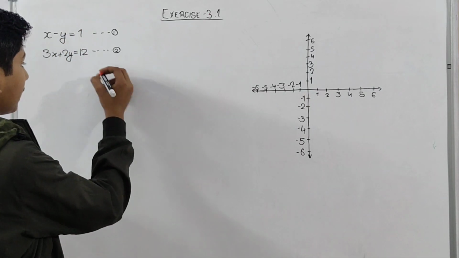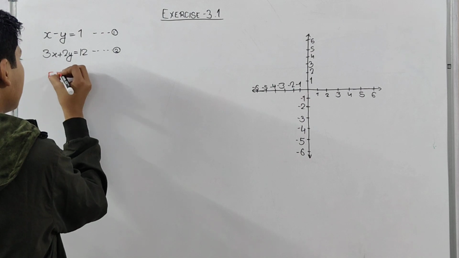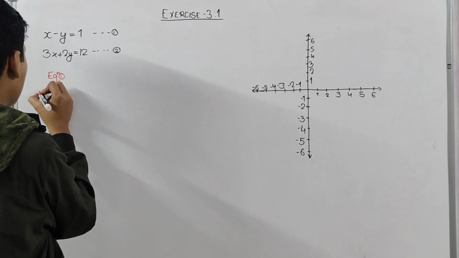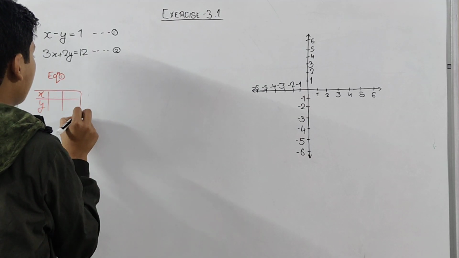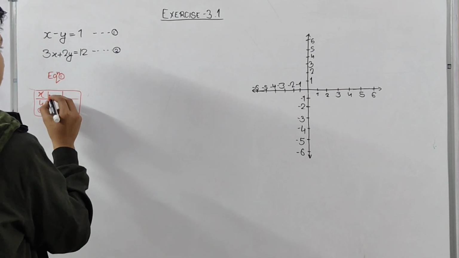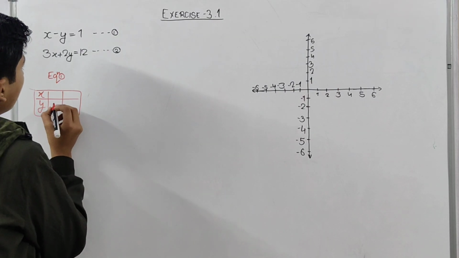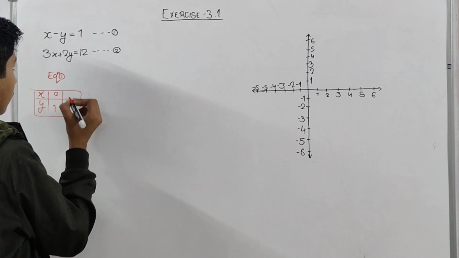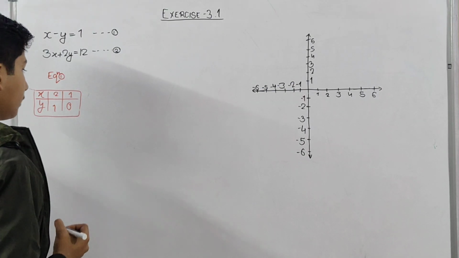So let's make the lines first. This is equation 1. For equation 1, we'll make two columns, x and y, and then find any two random solutions. Firstly, we put the value of y. Y is 1, so 1 plus 1, x will be 2. Let y be 0, so x will be 1.